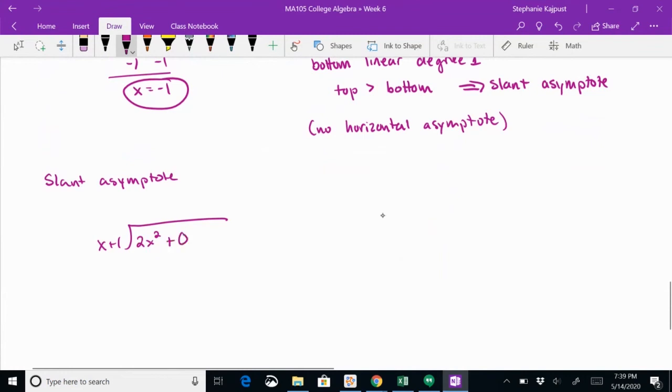And I like to add in zeros for all of the missing terms because I don't know whether I'm going to need them or not. So I'm going to just add 0x plus 0. So when we do long division, we're always taking the first term divided by the first term for each thing there.